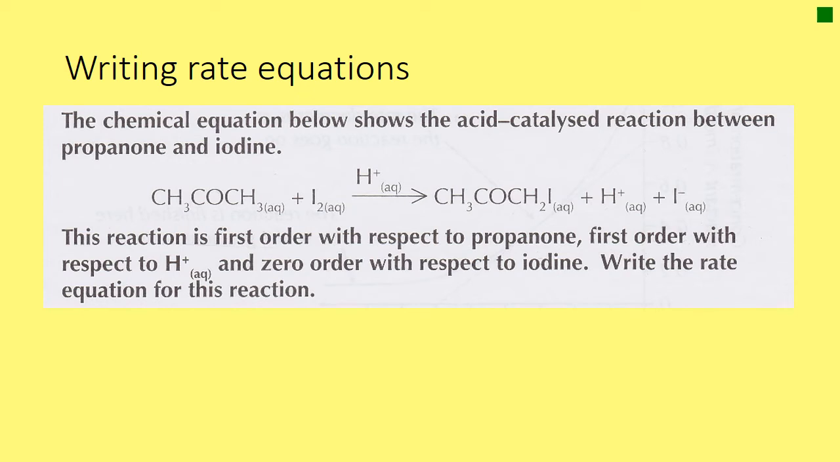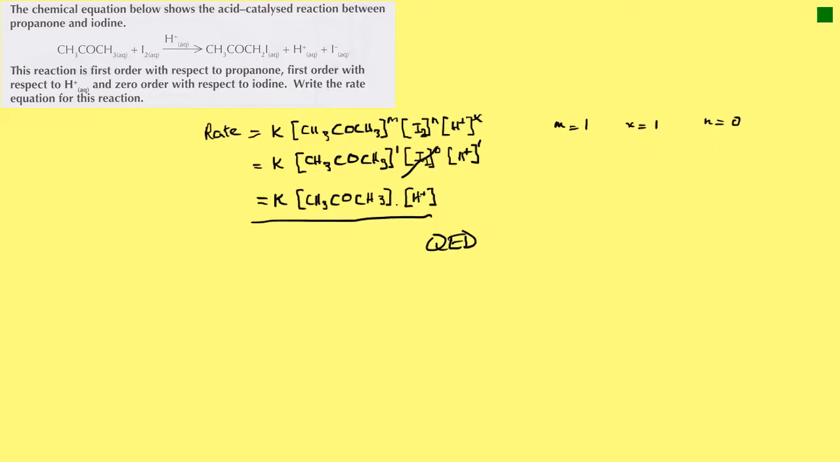Now, what the question is saying is we need to write the rate equation for this reaction. So let's do that on the next slide. That's the question still up there. Now, as you know, we can say the rate equation looks like this, equals the constant times the concentration of the first reactant. Okay, so that's propanone. Let's call that to the power of M. And now the question tells us that it's also involving iodine. Let's call that to the power of N.